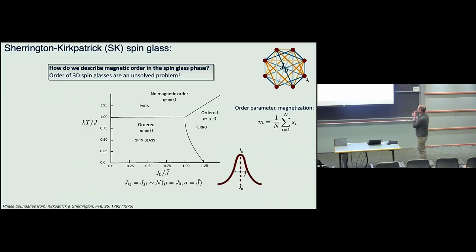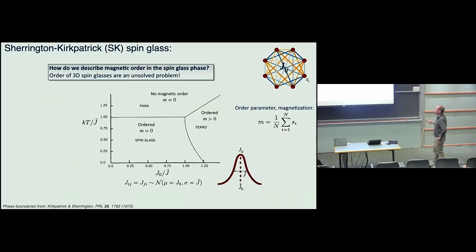But the SK model, because of the simplification, lives in an infinite dimensional space, or it's mean field. You can think about it either way. You can solve it. That's what Parisi did. And the way you solve it is to recognize that there are 2 order parameters for this.